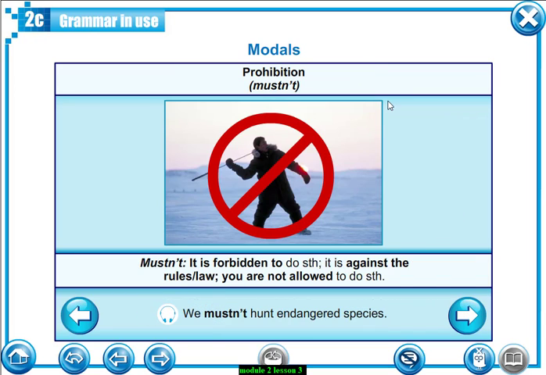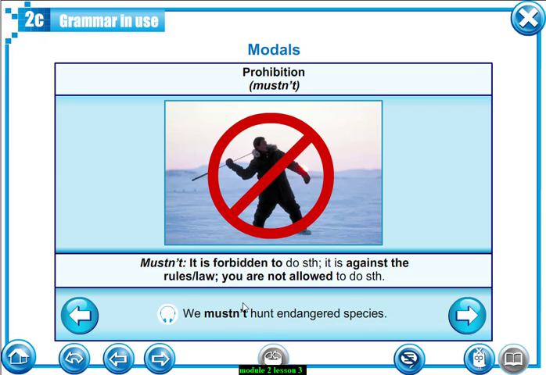Okay, next one. What modals can we use to express prohibition? We use mustn't. Mustn't means it is forbidden to do something. As we said, it's against the rules or the law. You are not allowed to do something. If you are not allowed to do this because it's against the rules or the law, we use mustn't. For example, we mustn't hunt endangered species.